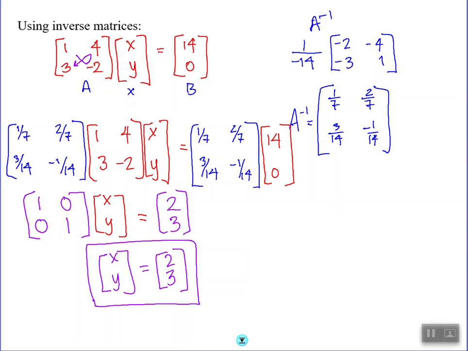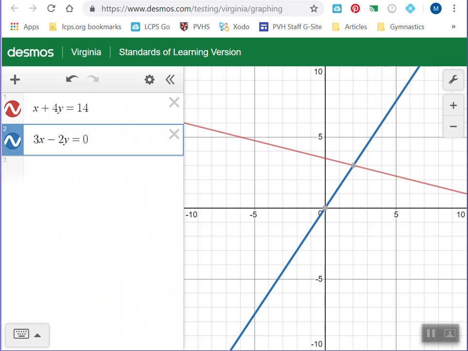You can check it by substitution, elimination, or graphing if you don't believe me. Let's go ahead and graph this so I can show you how to check your work. If you go to Desmos or you use your graphing calculator and graph these equations and look for the intersection point, it gives you 2, 3, which is the same answer that we got using matrices.